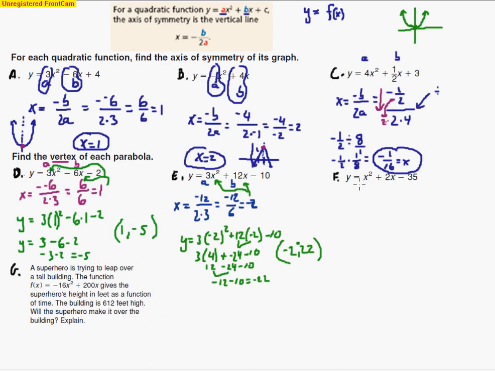Here our a value is 1 because we don't see a number out in front of the x squared, so we treat it as 1. B is the 2. So we just go ahead and substitute those numbers in. X equals the opposite of b, so negative 2, over 2 times 1. Negative 2 over 2 makes negative 1. So we've got our x value. So all you have to do now is find out what y is. We're taking that negative 1, putting it in for these x's here to find out what y is. Y equals negative 1 squared.